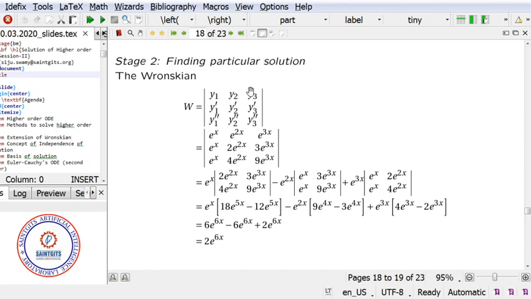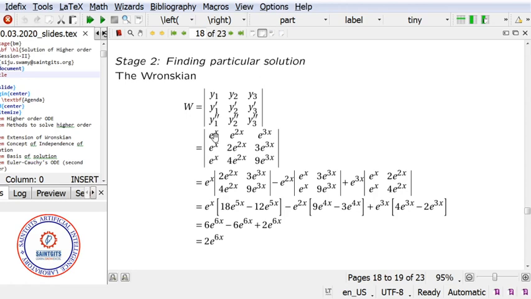The formula to find the Wronskian is W equal to: first row solutions, second row derivative of the first row, third row derivative of the second row. I fill y1, y2, y3 using our solutions e^x, e^2x and e^3x. Second row is the derivative of the first row, third row is the derivative of the second row. That's all. Now we expand the determinant about the first row.